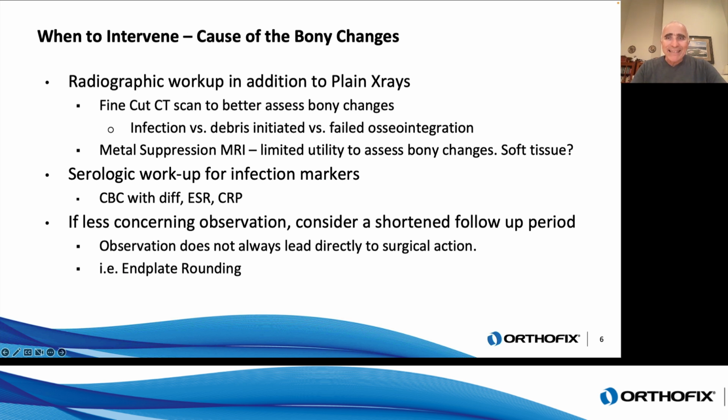If further workup is indicated, fine cut CT scan to assess bony changes is the recommended next step to look at possible infection versus debris-initiated bony changes versus failed osseointegration. Metal suppression MRI has limited utility in the assessment of bony changes, but can provide some useful clinical information regarding soft tissue changes surrounding the implant. Serologic workup for infection markers such as CBC with differential, ESR, and CRP should also be included.